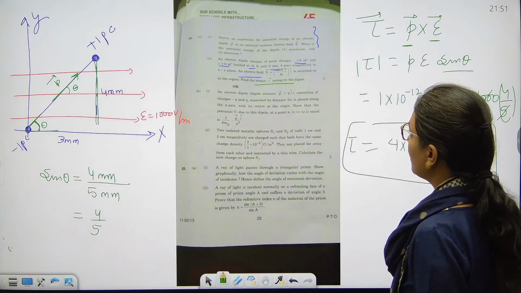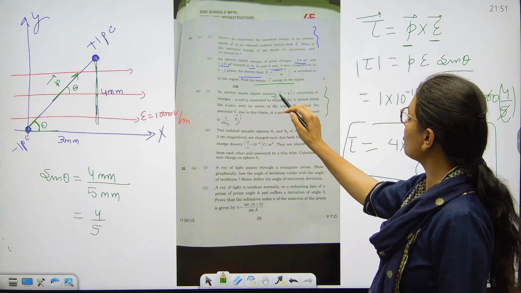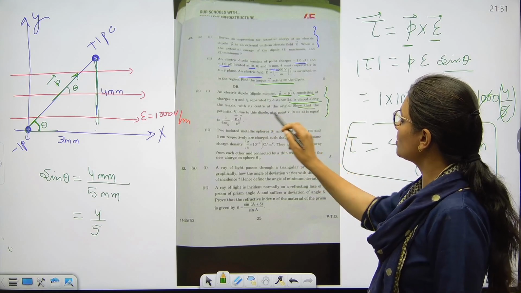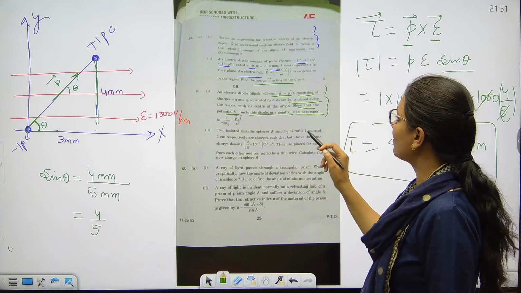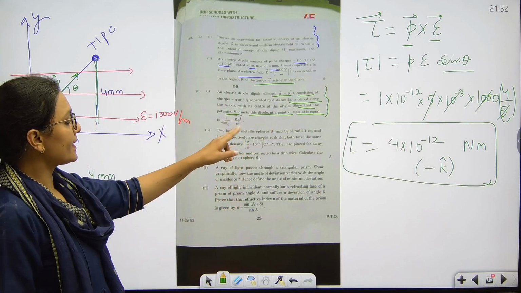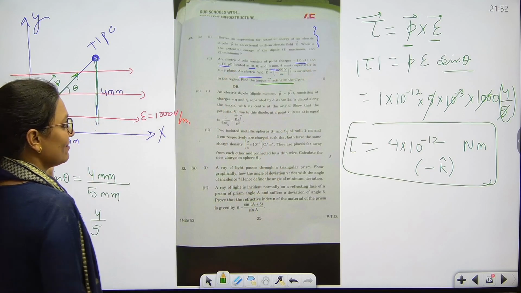Okay. After that, we have this particular question in which the electric dipole moment is this one, consisting of charges at distance 2a placed. Show that the potential due to the dipole at a point x equals this one, k p by x square. Potential you have to find. Easy, very easy derivation. Then we have this particular question.